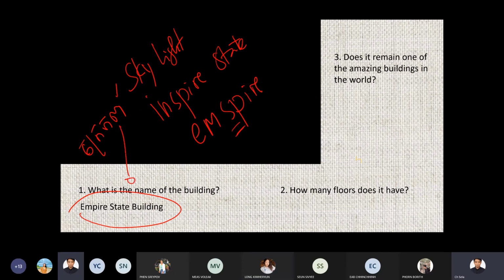How many floors does it have? 102. Okay, 102 floors. How about number 3? Does it remain one of the amazing buildings in the world?